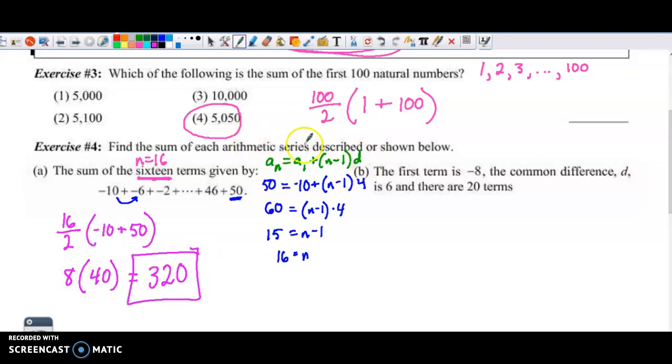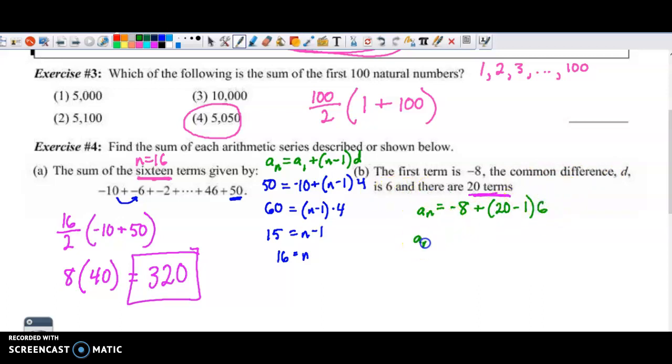So why did I bring up this green equation? Well, in this problem they do tell you that there are 20 terms, so we know that n is 20. We know the first term is negative 8, but we don't know what the last term is. So that's why I'm going to use that green equation, where we don't know what a sub n is, but we know the first term is negative 8, we know there's 20 terms, and we know that the common difference is 6.